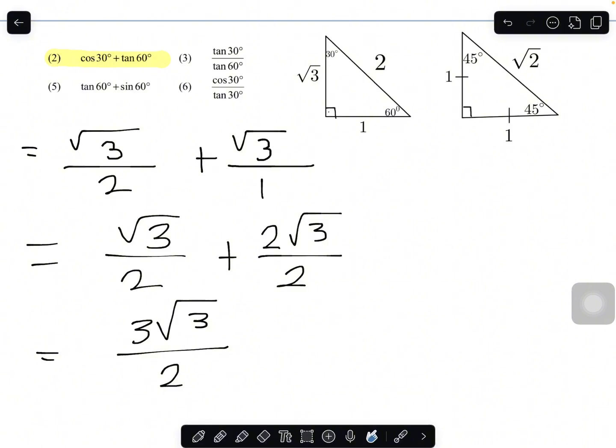With certain angles, what it will do is it will remove the surd from the denominator, and we're going to do one of these examples soon. Let's go on to the next one.